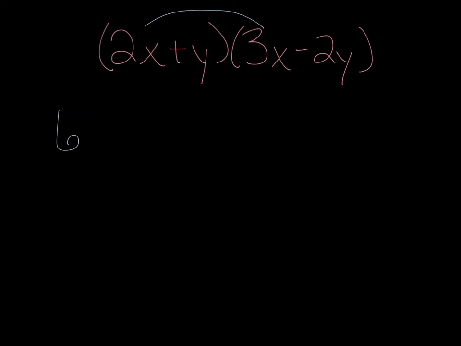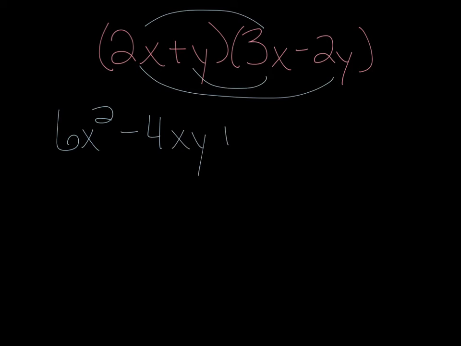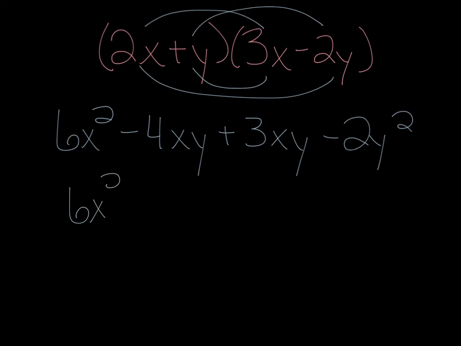2x times 3x, 6x squared. 2x times negative 2y is going to be negative 4xy. Y times 3x is going to be 3xy. Notice those are like terms. I wrote them in the same order just so it would be easy to recognize. And y times negative 2y, negative 2y squared. Look at your like terms in the middle. So I end up with 6x squared minus xy minus 2y squared.